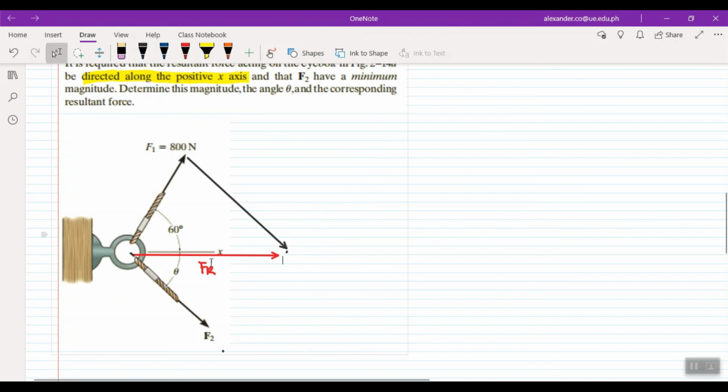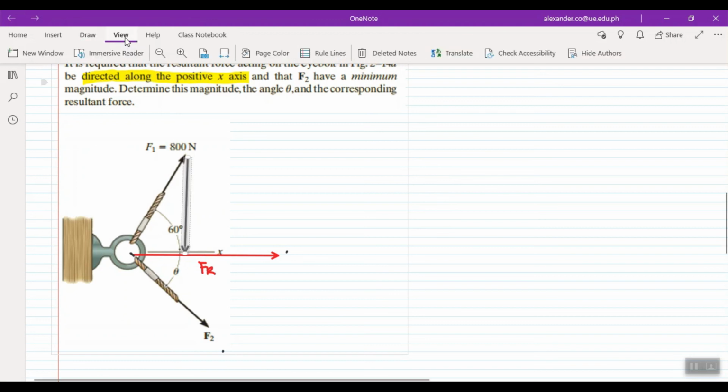So, habang lumalayo siya, syempre, lumalaki yung magnitude. Hindi tama yan, no? Kasi minimum ang hinahanap natin. So, habang palapit ng palapit, tingnan nyo, lumiliit yung vector. Ibig sabihin, lumiliit yung magnitude. At pag nag-90 degrees yan, tingnan nyo, yan na yung pinakamaiksi. Okay? Yan yung pinakamaiksi.